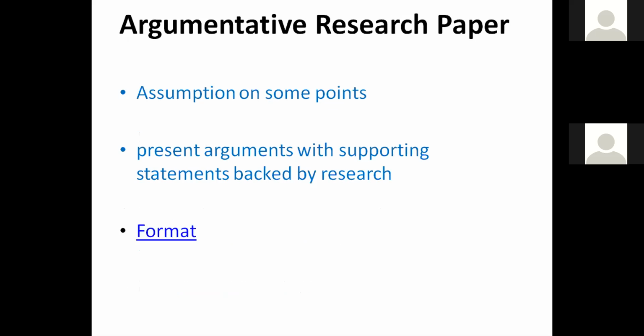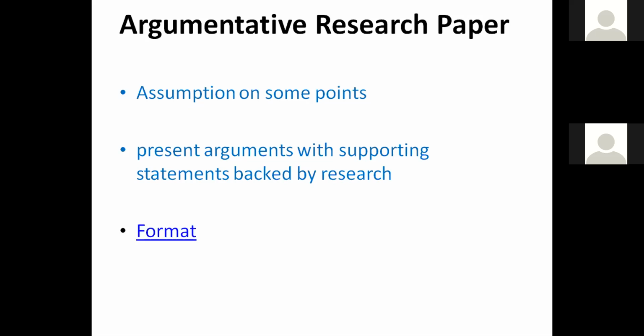The very first one, argumentative research paper. Here, the writer assumes a position on certain issues and then presents facts and logical arguments to defend that position. So the stress is given on an assumption on some point. When you read a paper and come to know that there is an assumption on some point, you will immediately mark that this is going to be an argumentative research paper.